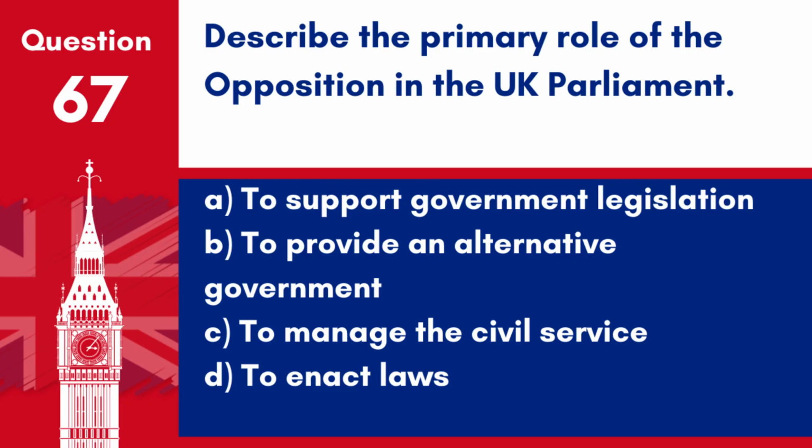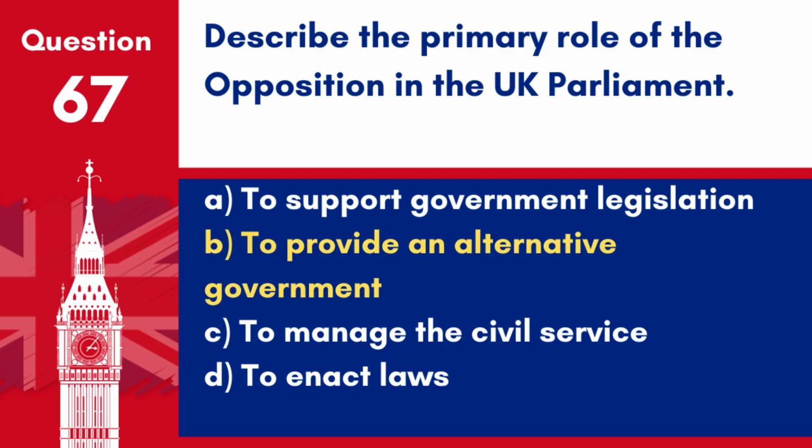Question 67. Describe the primary role of the opposition in the UK Parliament. A. To support government legislation. B. To provide an alternative government. C. To manage the civil service. D. To enact laws.